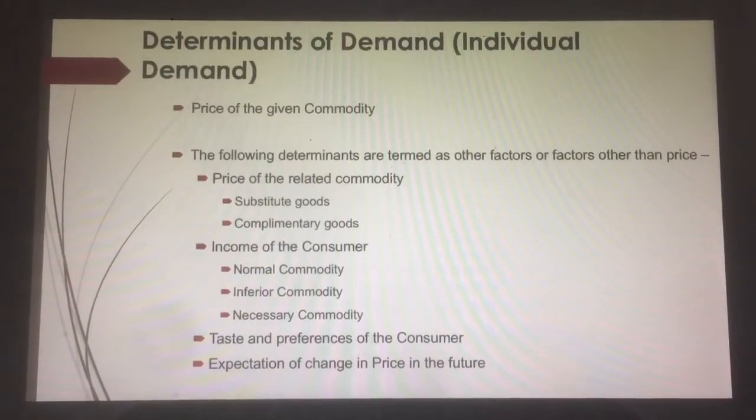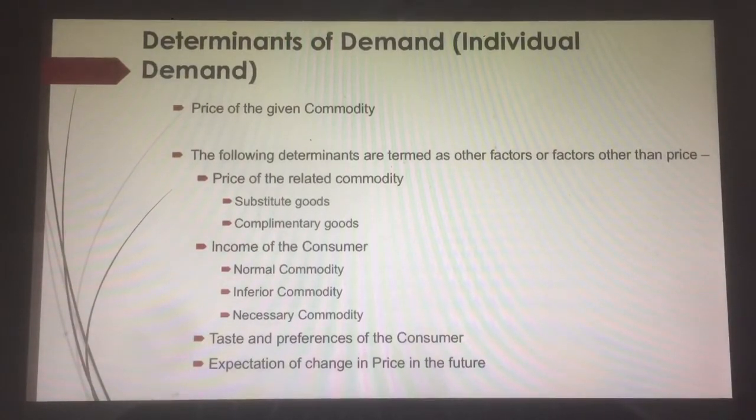Substitute goods are those goods which can be used in place of one another and give the same satisfaction to the consumer for a particular want, like tea and coffee, or Coke and Pepsi, or ink pen or ball pen. All these are examples of substitute commodities. An increase in the price of a substitute commodity leads to an increase in the demand for the given commodity, and vice versa. That is, a decrease in the price of a substitute commodity leads to a decrease in the demand of the given commodity.